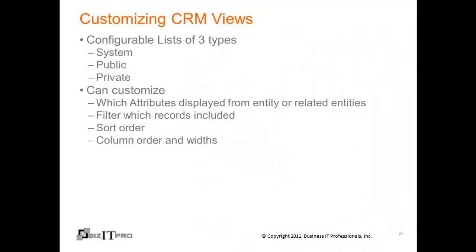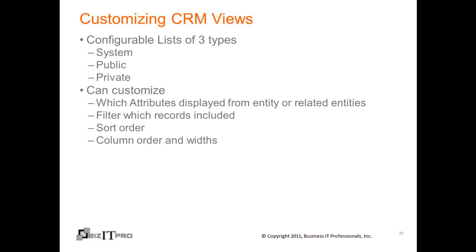Customizing CRM views. Views are configurable lists of 3 basic types. System views, which are created automatically by the system when a new entity is created. Public views, which you can create and customize and publish for access to all users. And finally, private views, which are manually created by end users and can be stored and shared, and are created using the advanced find interface rather than the customization interface.